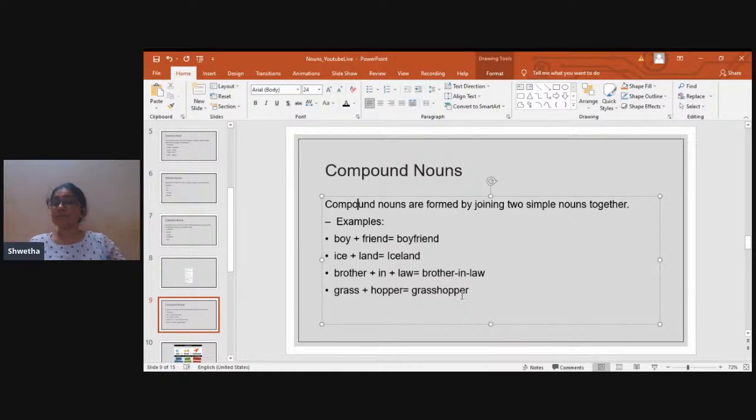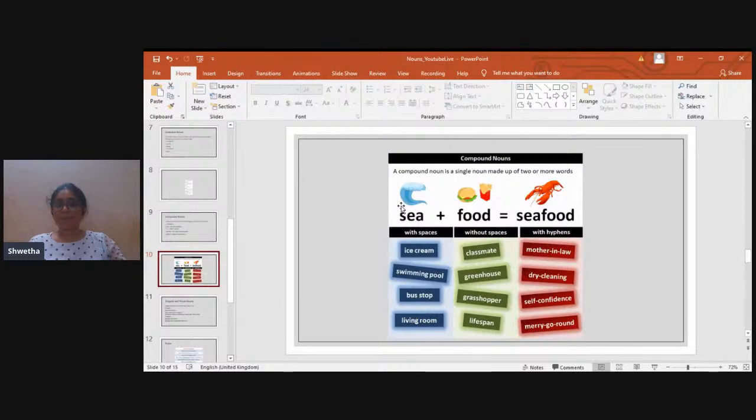Grass plus hopper becomes grasshopper. Now, you all know grasshoppers. They are very small. They come into our houses during summer. They are very harmless creatures. Okay. Now let us look at the ways in which you can write compound nouns.